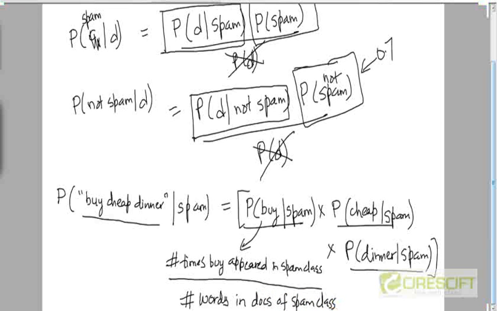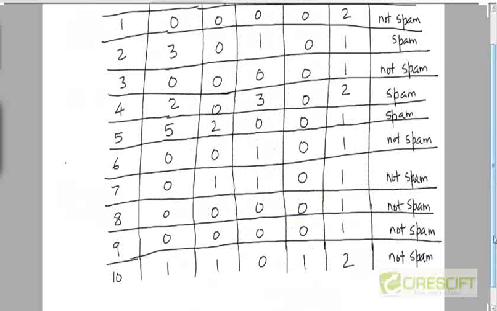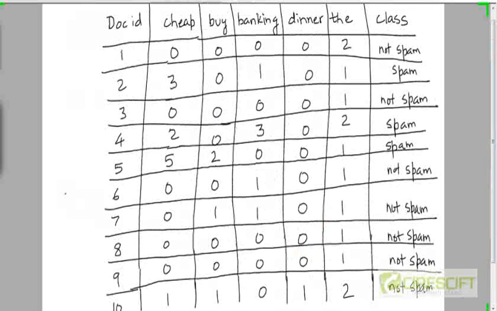So we are looking at word statistics here. What were the total number of words in the spam class? And among all those words, how many times did the word buy appear? So what would be the answer? What would be the probability of buy given spam from this table? What would be the numerator? Just focus on the numerator.